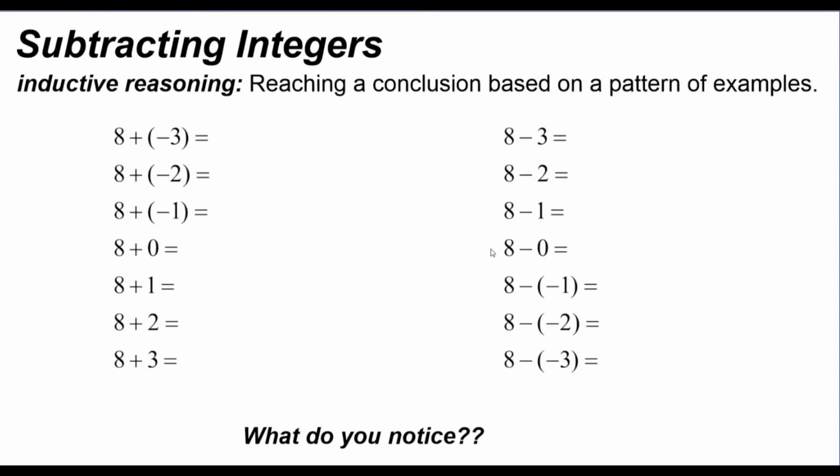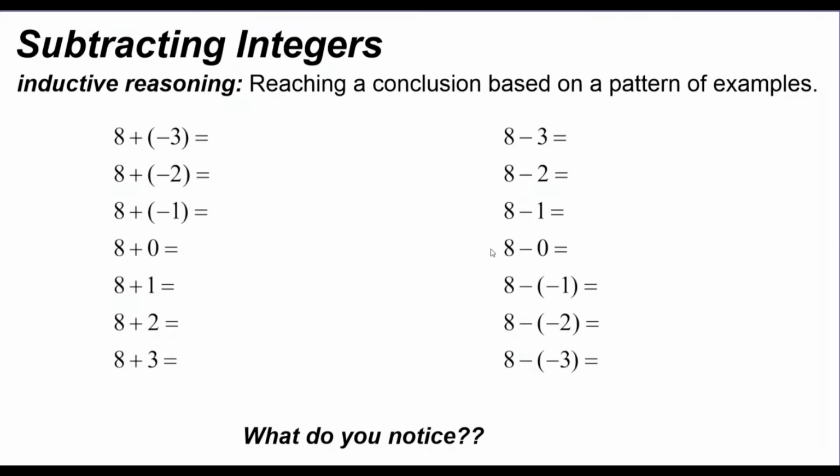But what happens when you subtract integers? If you're taking away negatives, or if you're taking positives away from negatives, and so on and so forth. What we're going to do is use what we know about addition to help us figure out a rule or a pattern for subtraction, and that's called inductive reasoning. We're going to reach a conclusion based on a pattern of examples.